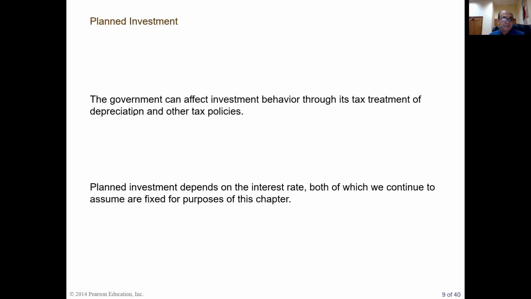Plan investment. The government can affect investment behavior through its tax treatment of depreciation and other tax policy. Plan investment depends on the interest rate, which we can continue to assume is fixed for the purpose of this chapter.